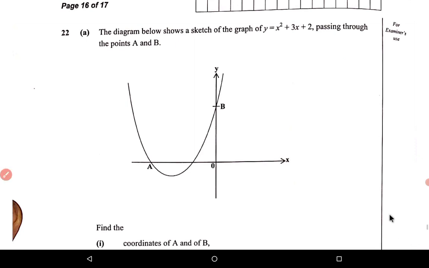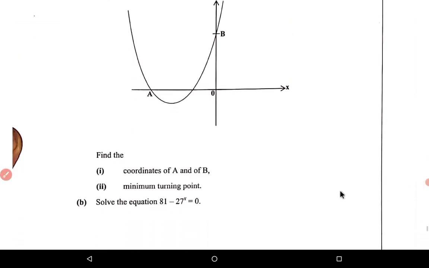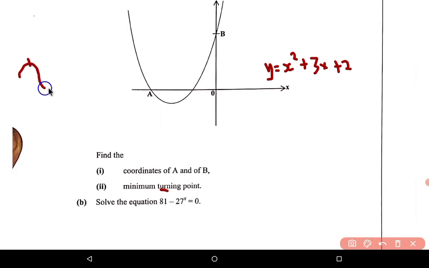Now that we have this, we're finding the minimum turning point, and I'll be a bit slow here because I want it to sink. So this is your equation. Now what do they mean by turning point? The turning point is where the curve makes a turn. If it comes like this, this is the turning point. So in this case, they want you to find the point where it is actually turning.